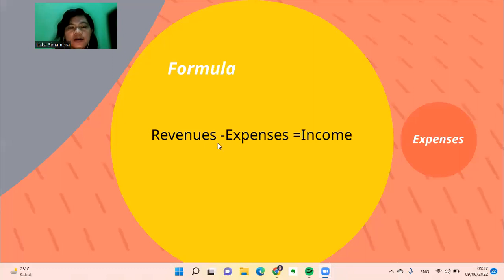Okay, so the income is the difference between revenue and expenses. So expenses is the production cost. Okay, so the money that you spend to buy the production inputs, such as fertilizer, pesticide, and seed, maybe, and your labor wage. So previously our revenue is 4 million in the example, and let's say the expenses is 2 million. So your income is 4 million minus 2 million.